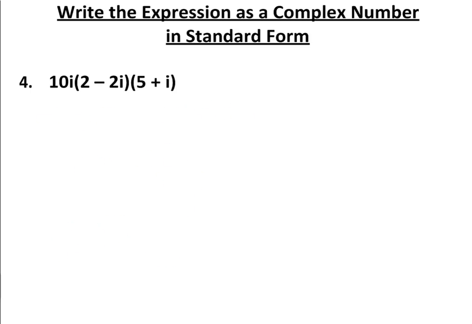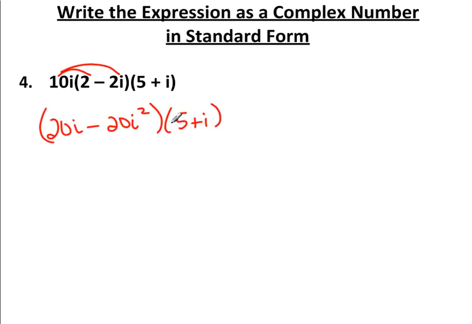Let's try one more. So this one, a lot of people make a mistake on this one because they think they're going to distribute the 10i to everything. You only distribute it to the first parenthesis. So I'm going to do 20i minus 20i squared. But remember, this is still being multiplied by 5 plus i, so I have to use parentheses. So there's lots of little places that students make mistakes here.